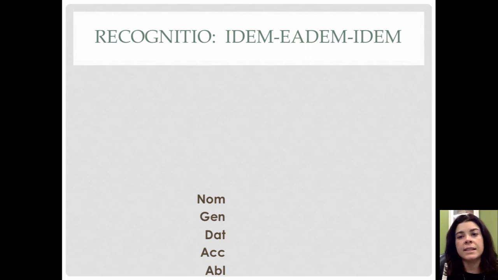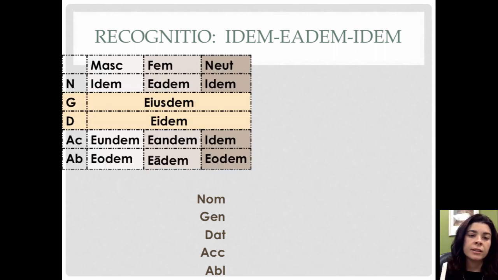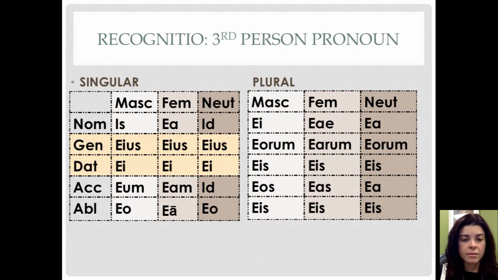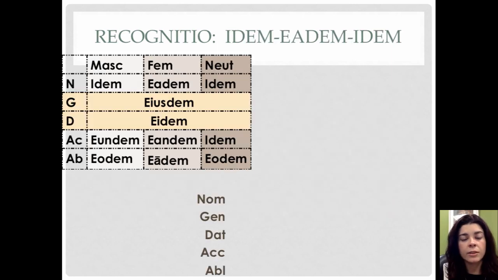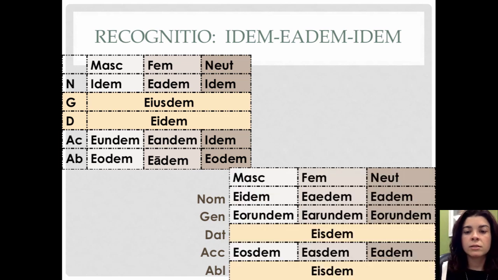Now let's take a look at idem, eadem, idem. Now idem, eadem, idem is very, very similar to the third person pronoun. So in the singular, you noticed there's idem and then eadem and then idem. And then we have eiusdem and eiusdem. Now you should start to notice there's a similarity between this and the third person pronoun. So take a look again at the third person pronoun. Take a look at those forms. Now take a look at idem and look at the first part of the form. It looks almost the same. And that's because these are all forms based off of the third person pronoun.